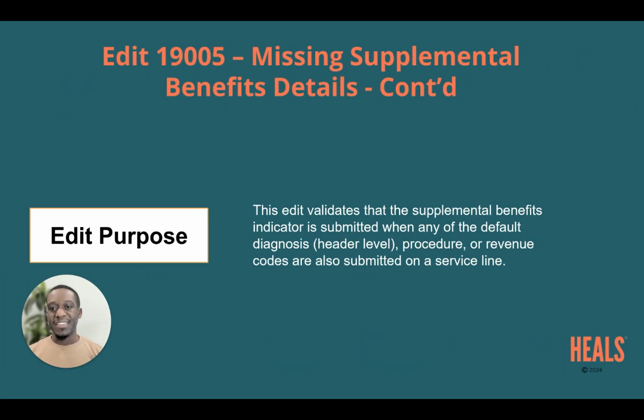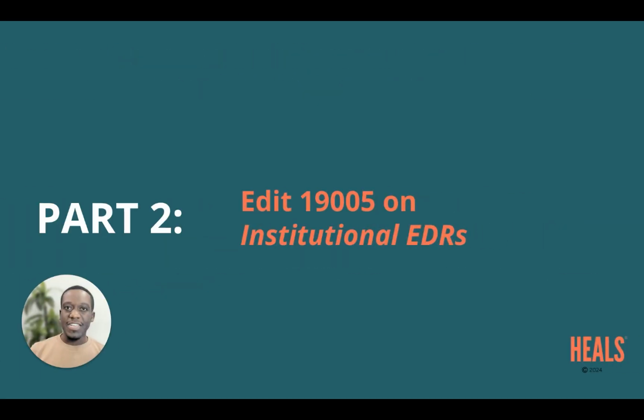This edit validates that the supplemental benefits indicator is submitted when any of the default diagnosis, header level procedure, or revenue codes are submitted on a service line. So if the supplemental benefits data values are submitted, this edit is checking that everything pertaining to that is submitted appropriately. Otherwise, this edit will fire, and that is the purpose of this edit. Last week, we went through part 1, which looked at edit 19005 on professional and DME records.